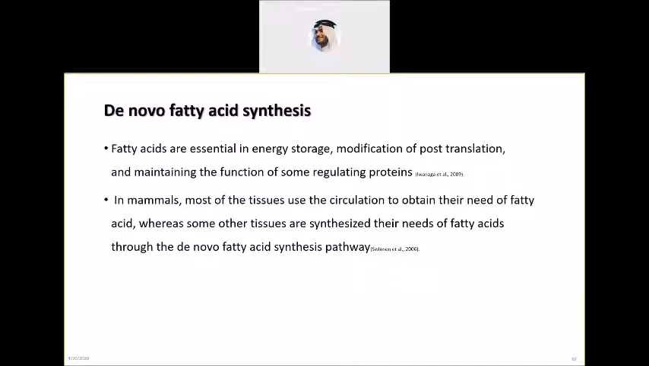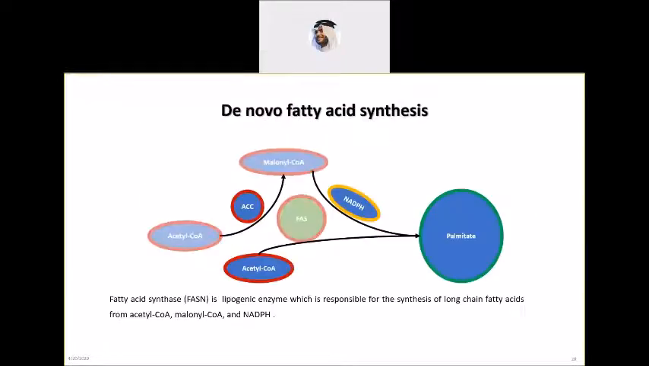Fatty acids are essential in energy storage, and also for post-translational modification and maintaining the function of some regulatory proteins. In mammals, most of the tissues use the circulation to obtain their need of fatty acid, whereas some other tissues synthesize their own need of fatty acid through the de novo fatty acid synthesis pathway. The fatty acid synthesis pathway requires the presence of fatty acid synthase. Fatty acid synthase is a lipogenic enzyme which is responsible for the synthesis of long-chain fatty acid from acetyl-CoA, malonyl-CoA, and NADPH.